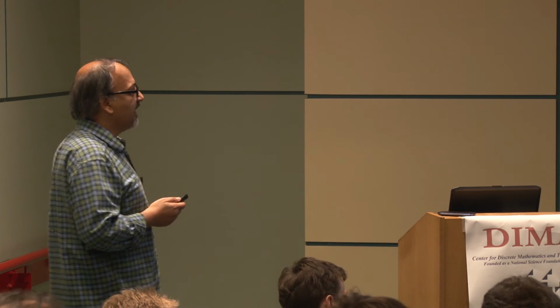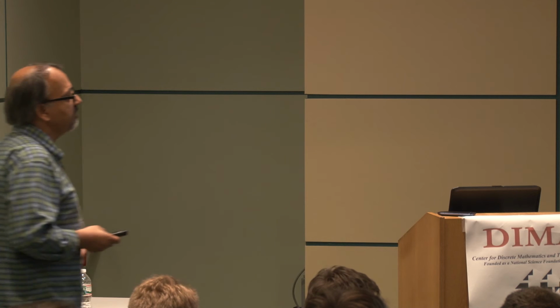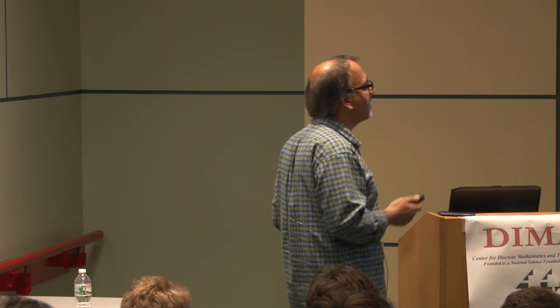So just a quick summary of what the algorithm did. We started with the original graph here. We randomly grouped vertices into groups of size n to the epsilon. And then for each group on the left, we chose n to the 1 minus 2 epsilon groups at random on the right, and we maintain L0 samplers for all these pairs. That's the entire algorithm. Okay? Good.